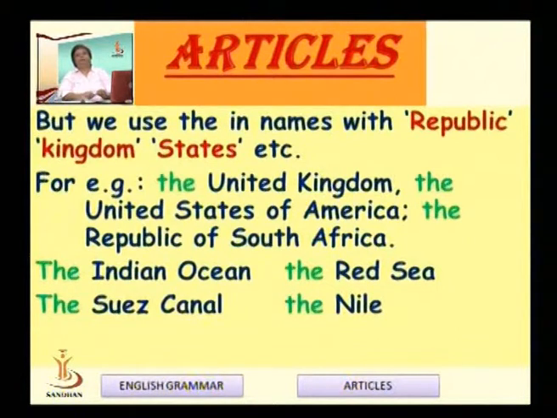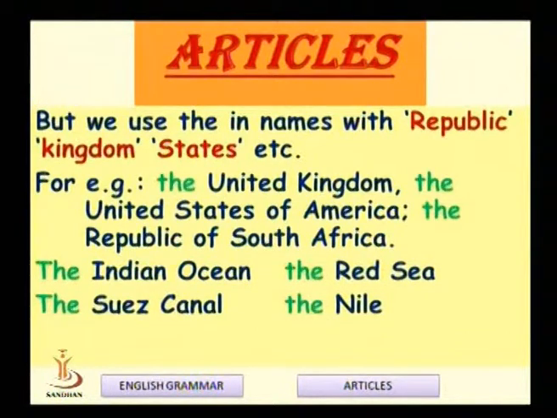So, in this way, friends, we have come to an end of our discussion on articles. Articles are basically easy to understand, but unless and until we understand the difference between a and the, we are not going to become successful users of the articles.